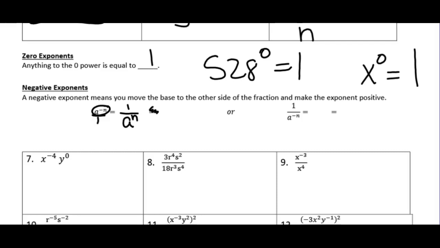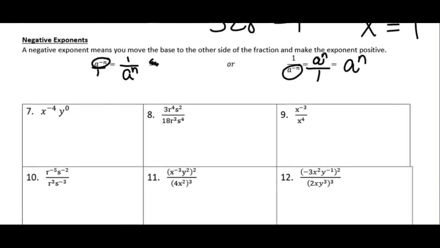If it's already on the bottom, I can flip it up to the top to make it positive. So a to the n over 1, which would just be a to the n. So wherever there's a negative, I move it either top or bottom so that it becomes a positive exponent, not numbers. That's not true with numbers.